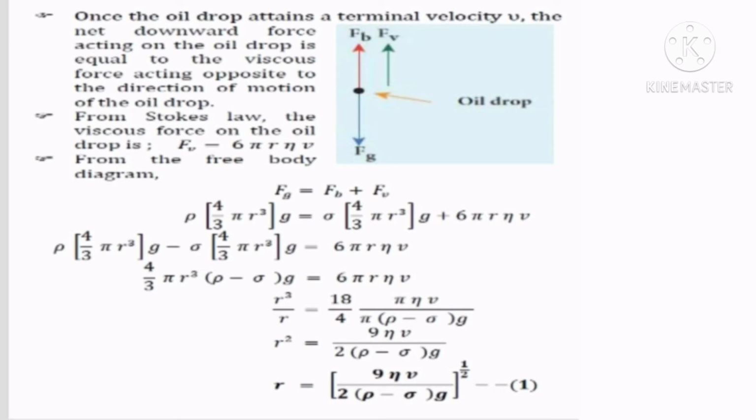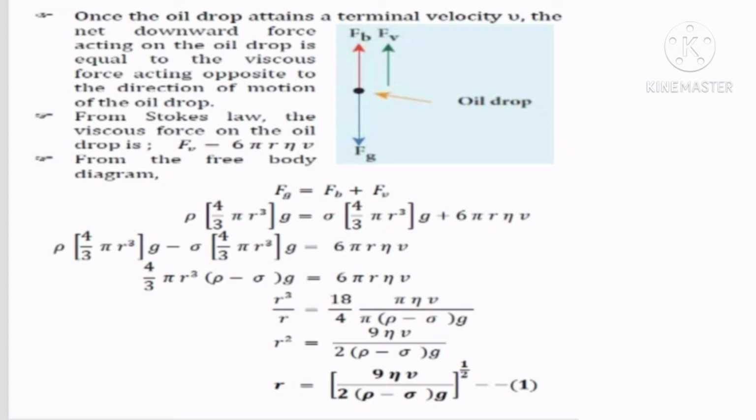Once the oil drop attains a terminal velocity v, the net downward force acting on the oil drop is equal to the viscous force acting opposite to the direction of motion of the oil drop. From Stokes' law, the viscous force on the oil drop can be written as Fv is equal to 6 pi r eta v. Here r represents the radius of the oil drop, eta represents the viscosity of the air, and v represents the terminal velocity of the oil drop.